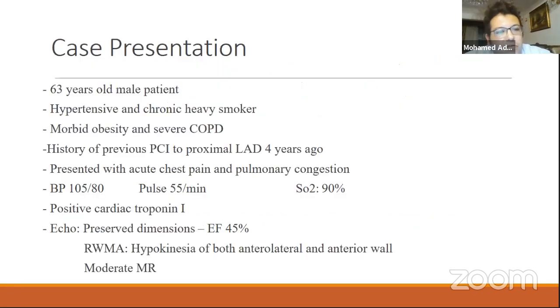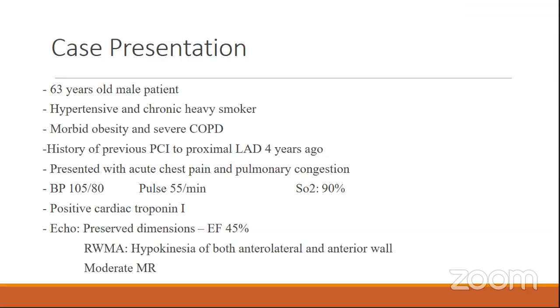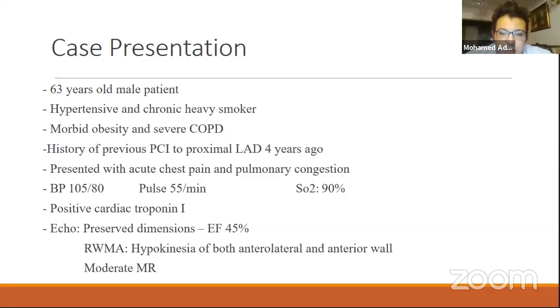My patient was a 63-year-old male, hypertensive, chronic heavy smoker, morbidly obese, and with severe COPD. History of previous PCI to the proximal LAD 4 years ago, presented with acute chest pain and pulmonary congestion. Blood pressure in the ER was 105/80, pulse 55 per minute, arterial oxygen saturation was 90%, and of course, positive cardiac troponin.